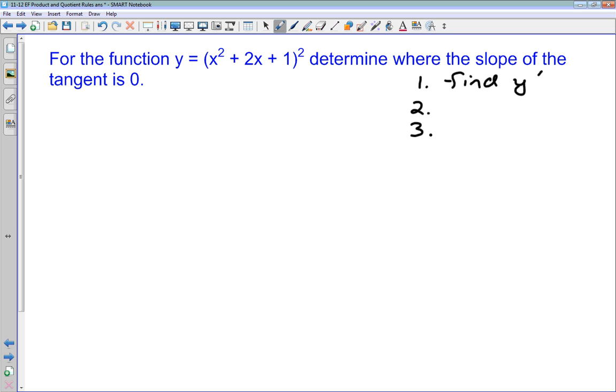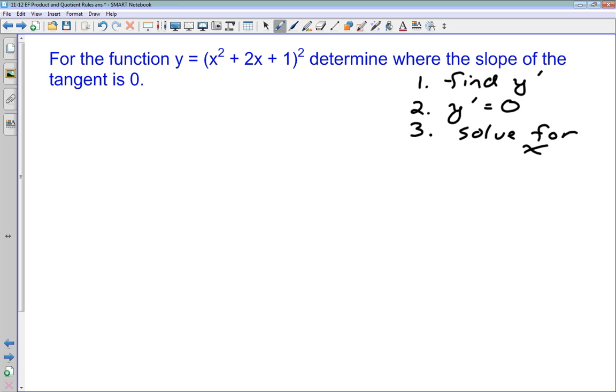What's our next step if we're trying to find where the slope of the tangent is 0? What are we going to do here? Malcolm? Sub 0 in for the derivative. So in our derivative expression, what are we going to replace by 0? Yeah, so we're going to set our derivative equal to 0, and then we are going to solve for x in this case. Okay, so we're not subbing in for x, we are solving for x because we're asked where the slope is going to be 0.